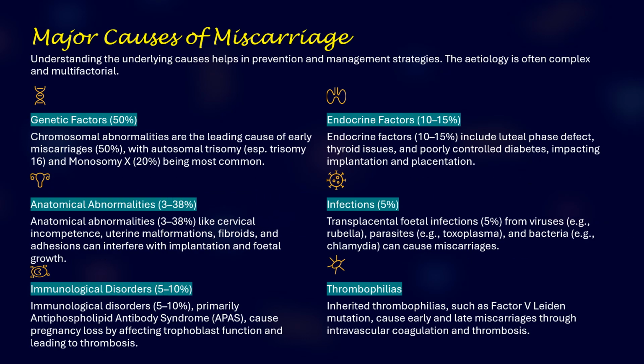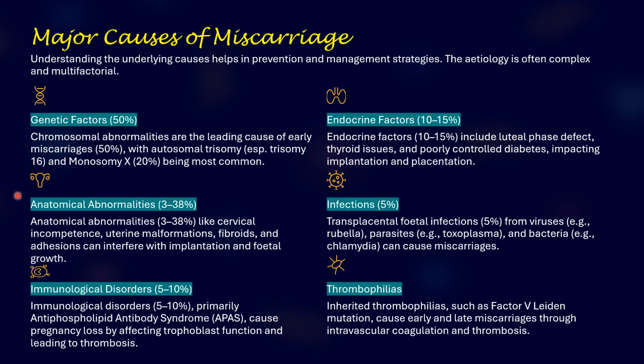Now let's see the major causes of miscarriage. There are six causes. The first one is the genetic factor. Chromosomal abnormalities are the leading cause of early miscarriage, consisting of 50%, with autosomal trisomy, especially trisomy 16, and monosomy X consisting of 20%.